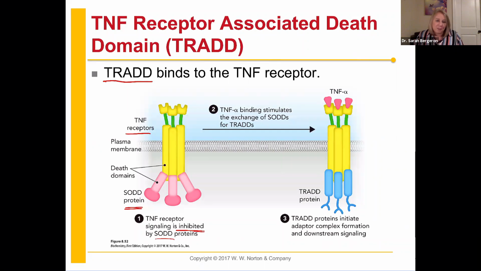So TNF receptor associated death domain proteins bind to the death domain. So that kind of makes sense, right? And so it's going to stimulate this downstream cascade. What is this downstream cascade going to signal to happen? Well, it's really going to be what are called caspases. Caspases, yes, caspases. And caspases are really pretty cool.